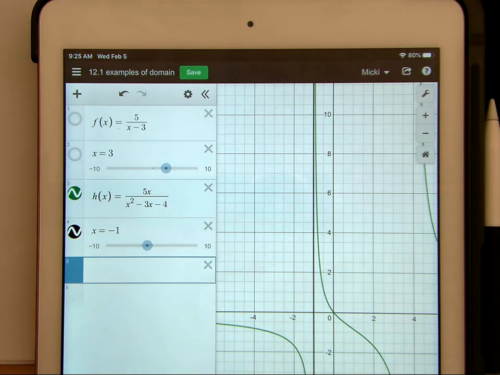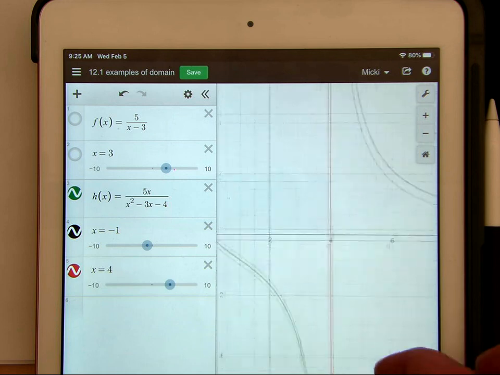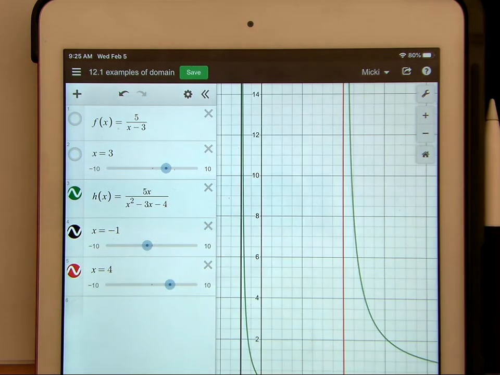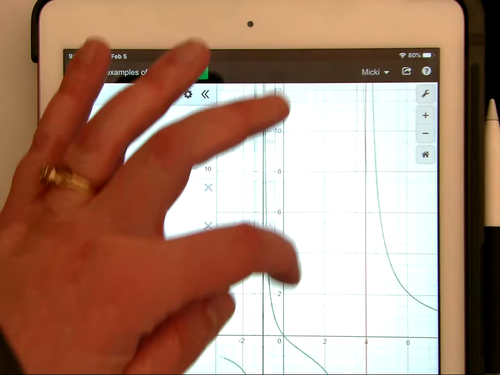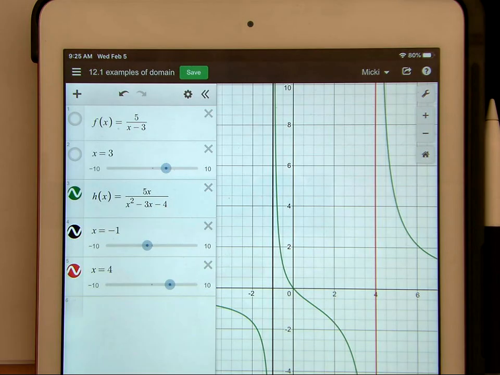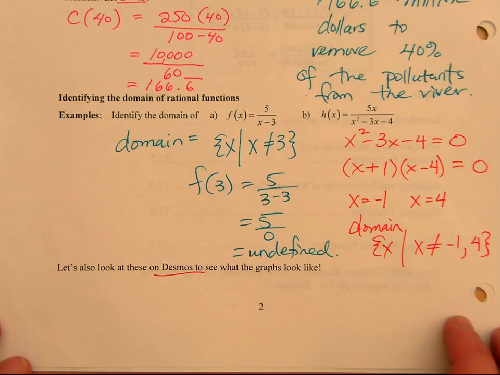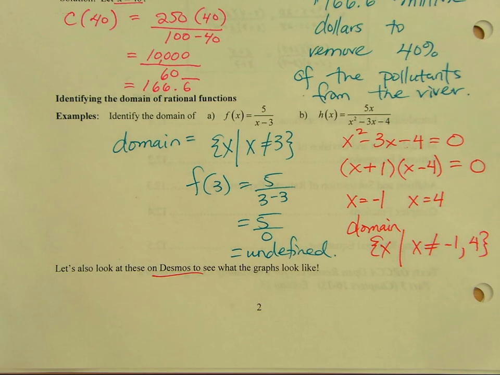We have another vertical asymptote if I graph x equals what? Say it. 4. If we graph x equals 4, we can see that we have another vertical asymptote. I'm just graphing those so that you can actually see those lines, but that's not actually part of the graph, because remember we said that is excluded from the domain. Okay. Any questions on how we find the domain for rational functions and how to graph that on Desmos?